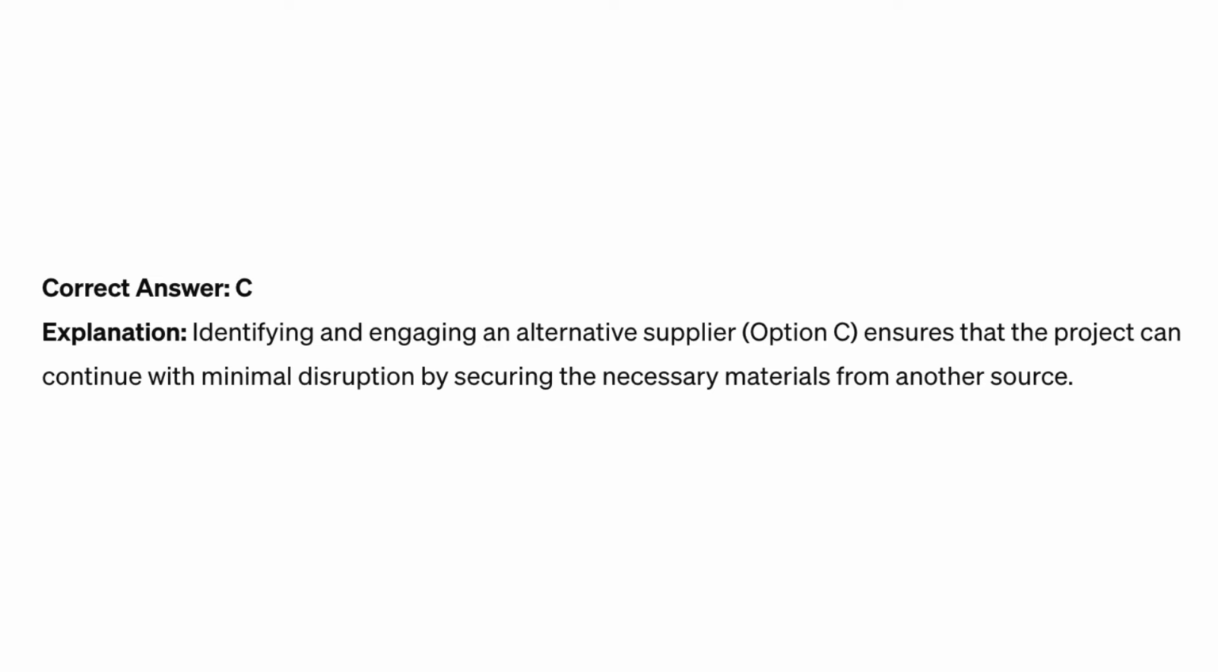Correct answer: C. Explanation: Identifying and engaging an alternative supplier, option C, ensures that the project can continue with minimal disruption by securing the necessary materials from another source.